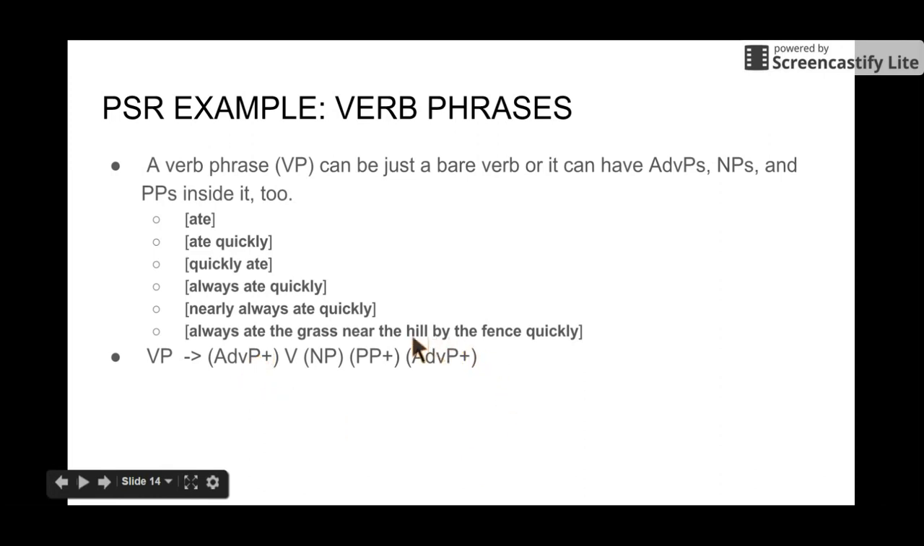And this example shows the optional prepositional phrases inside a VP. We can have near the hill as the first prepositional phrase. And another one, by the fence, is another prepositional phrase.